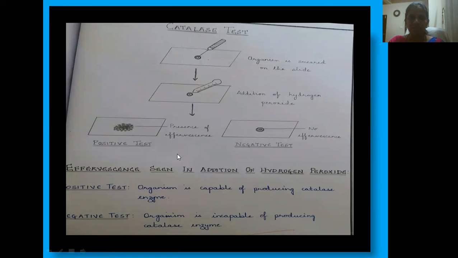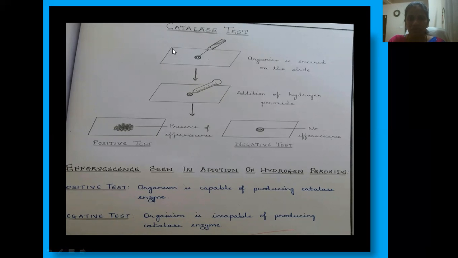Catalase test, when that is positive, the organism is capable of producing catalase enzyme. When there is an effervescence, then you'll say this is a positive test, which shows the presence of effervescence. If the test is negative, the organism is incapable of producing catalase enzyme. That's why there is no effervescence, right? Effervescence cannot be seen. So this is the diagrammatic representation of effervescence seen on addition of hydrogen peroxide.